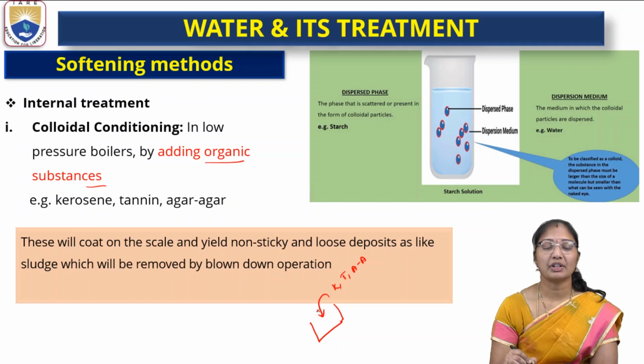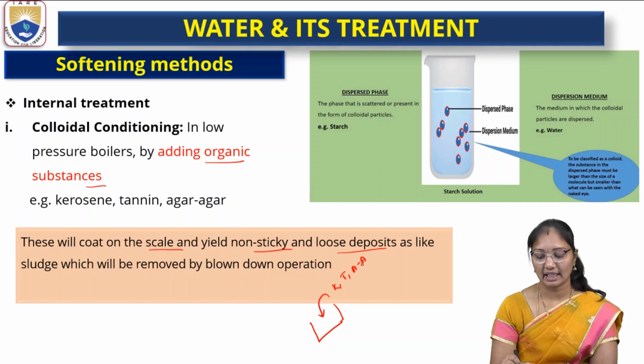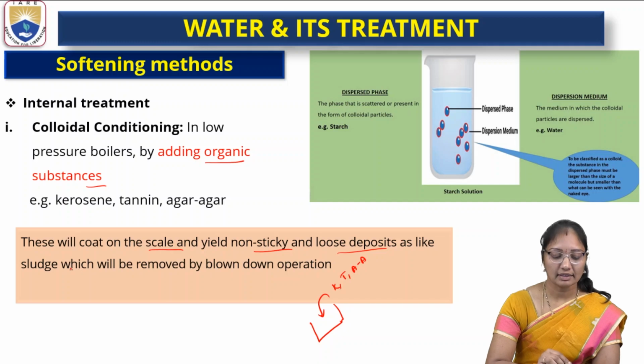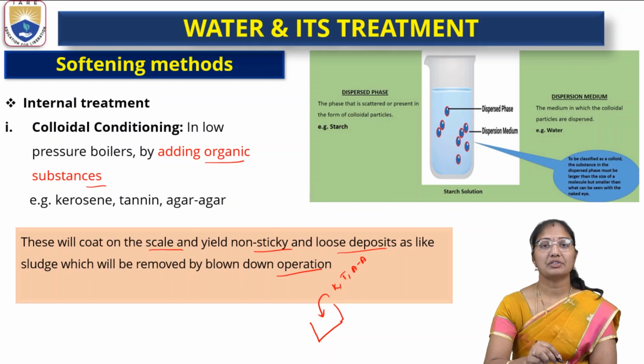What happens? It forms a slimy layer with non-sticky and loose deposits like sludge, which absorbs the calcium and magnesium ions, forming a flocculent layer or sludge that can be removed easily. It forms a coat on the scale and yields non-sticky, slimy and loose deposits, which can be removed easily by the blow down operation.